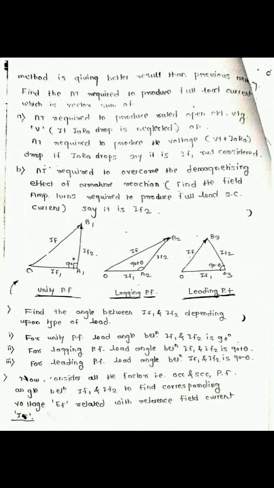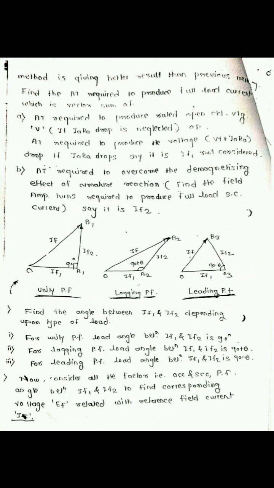We want to find out the ampere turns required to produce full load current. For solving this method, we want to calculate the values of IF1 and IF2. The field current has two components. First we calculate the component with respect to the open circuit characteristic, which is considered as IF1. Similarly, we can calculate the value of IF2, which is concerned with the short circuit characteristics of the alternator. So let's start with the first, IF1.